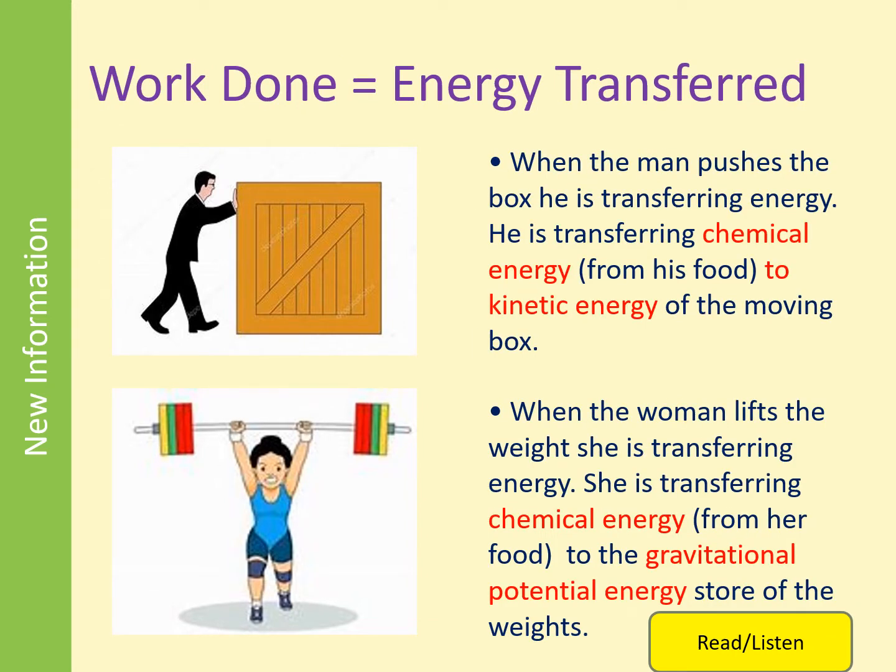Another way of thinking of work done is as energy transferred. When the man pushes the box, he is transferring energy from his chemical energy store, which he gets originally from his food, to the kinetic energy of the moving box. When the woman lifts the weight, she is transferring energy. She is transferring her chemical energy from her food to the gravitational potential energy of the weights because she's lifting them up.